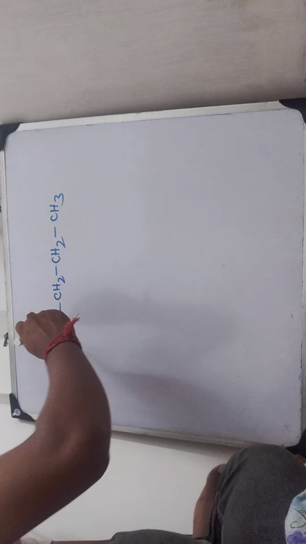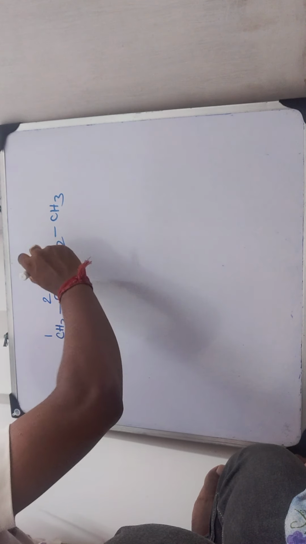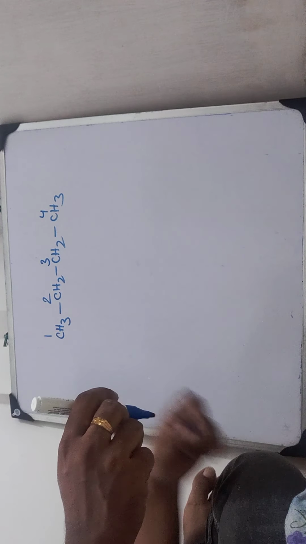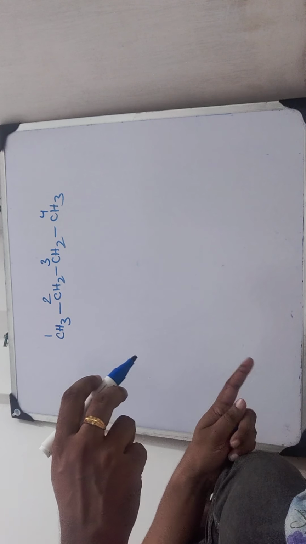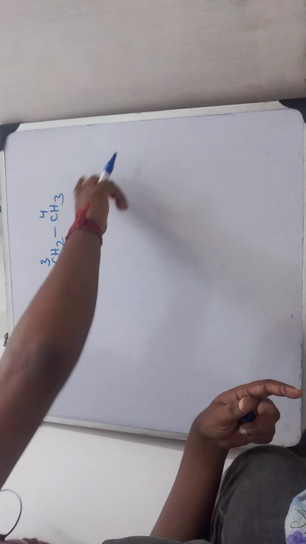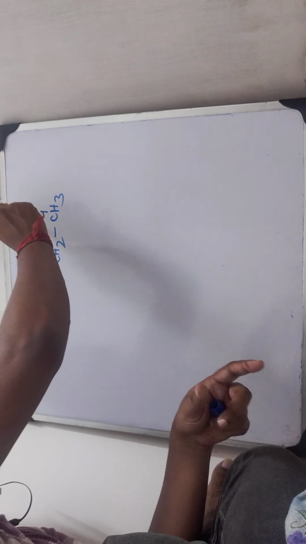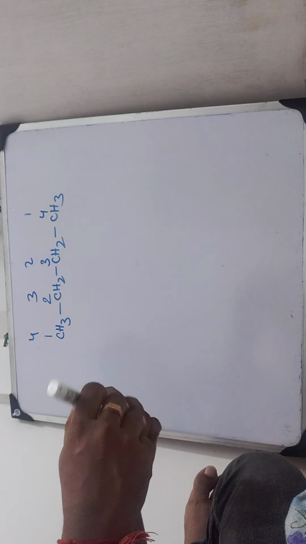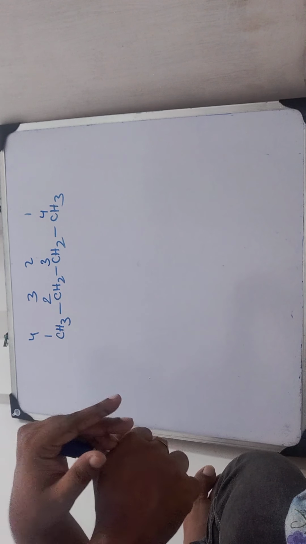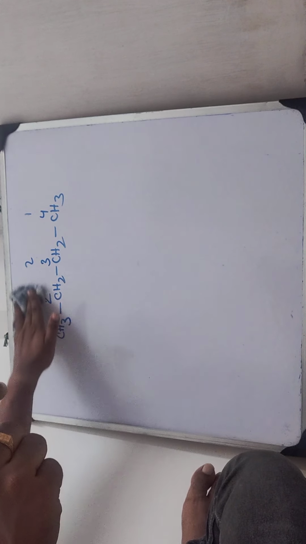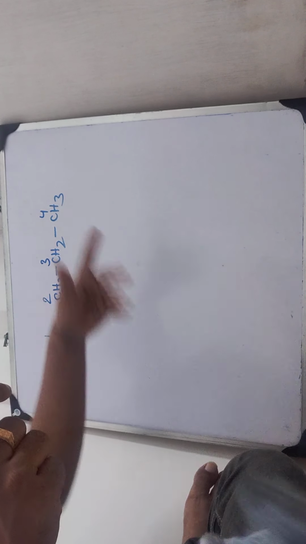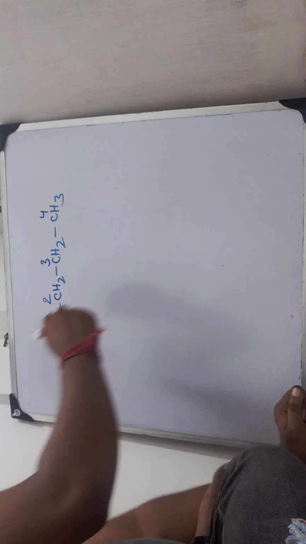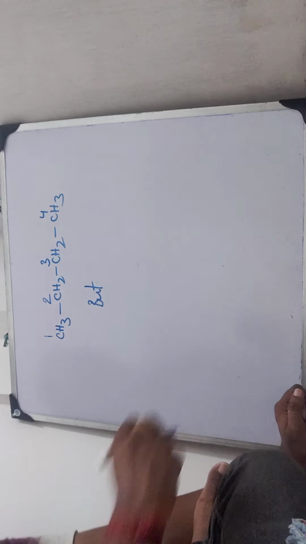The first rule of IUPAC is putting numbers 1, 2, 3, 4. Find the longest chain and put numbers on the carbons. I found the longest chain, 1 2 3 4. Now it's my call whether I am going to number from this end or from the other end. It depends on the person who is naming the compound. So I have decided to put 1 2 3 4. Both are correct. If you start from this carbon, that is also the same. 1 2 3 4 is the correct one.